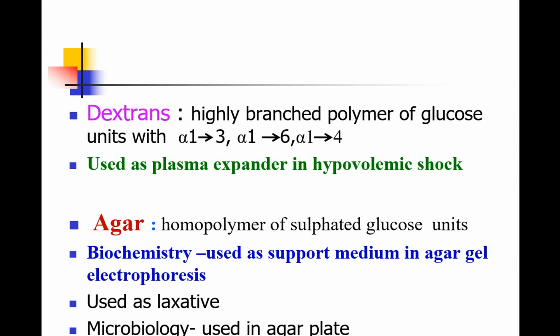Then dextrans and agar. Agar, sometimes they say it is a homopolysaccharide, or sometimes a heteropolysaccharide. Agar is called a homopolysaccharide when it is made up exclusively of sulfated glucose units. If only sulfated glucose units are there, then it is a homopolymer of sulfated glucose molecules, and agar is an example of a homopolysaccharide.